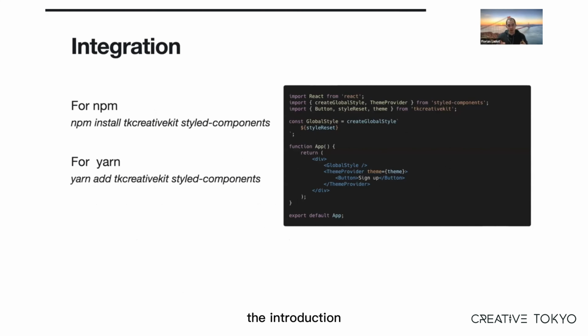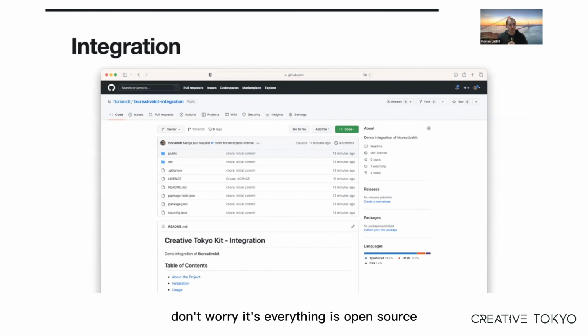And quickly the integration. So now that it's ready on npm, we can just run npm install tk creative kit, which is the name of our library, and styled-components. Same for yarn, and here we have a quick screenshot of how to integrate our button. Don't worry, everything is open source, and you can see the integration repo on GitHub.